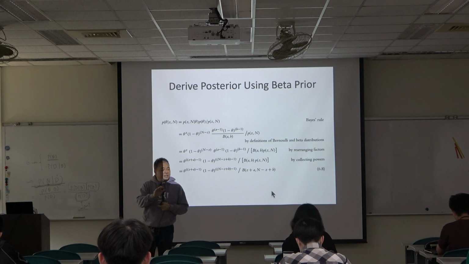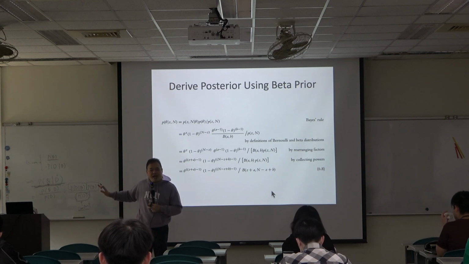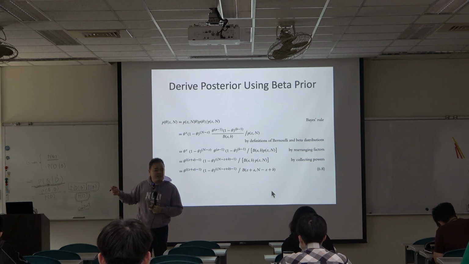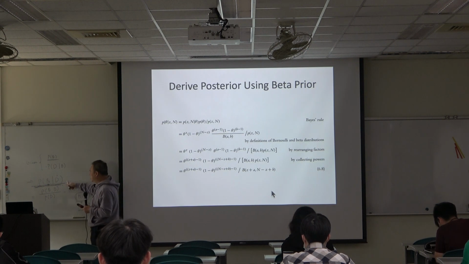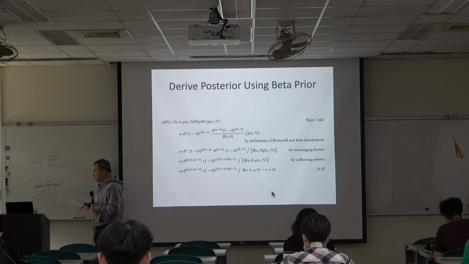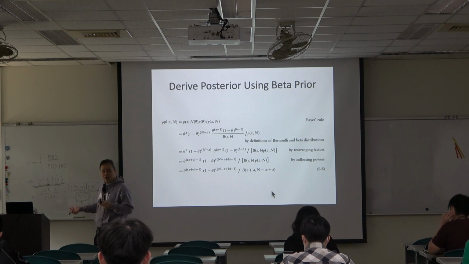So far so good, right? You see, up to now I have not put in any real formula yet. I didn't put in the beta distribution. I didn't put in the binomial likelihood. All the things I put in are just Bayes theorem only, right?